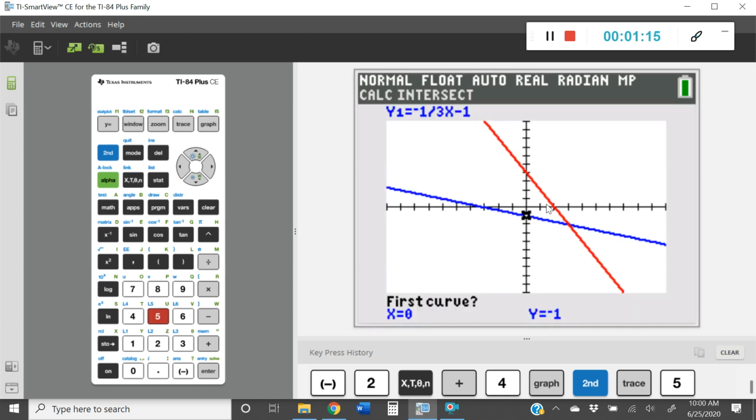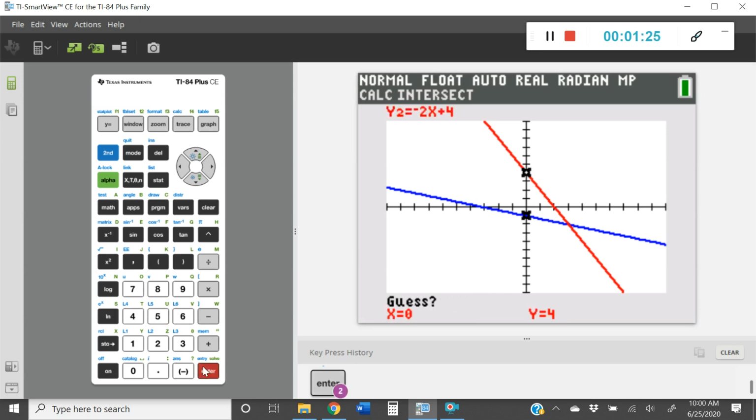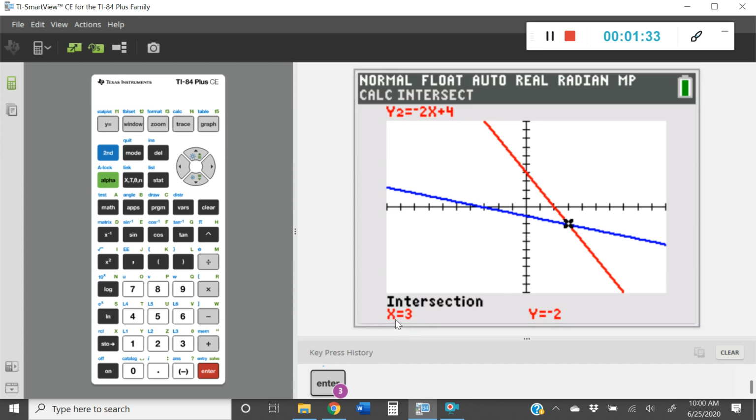It's going to give you some information here where it'll say first curve. All we want to do is press enter, enter, enter. So go ahead and press enter, enter, enter. And you'll see that it gives us our intersection point of the two lines, which is our x-coordinate is 3 and our y-coordinate is -2, giving us the intersection point of (3, -2).